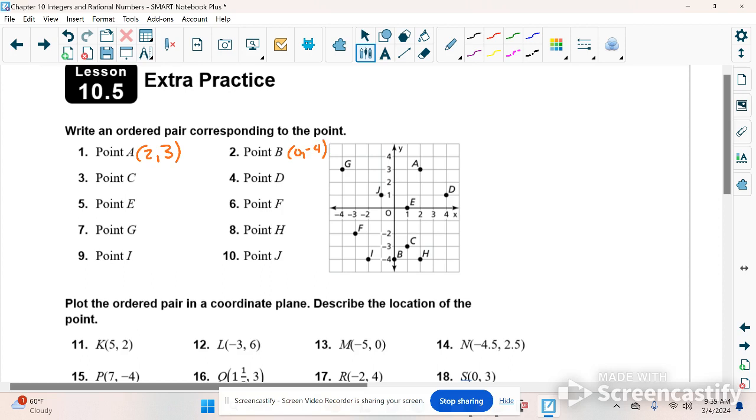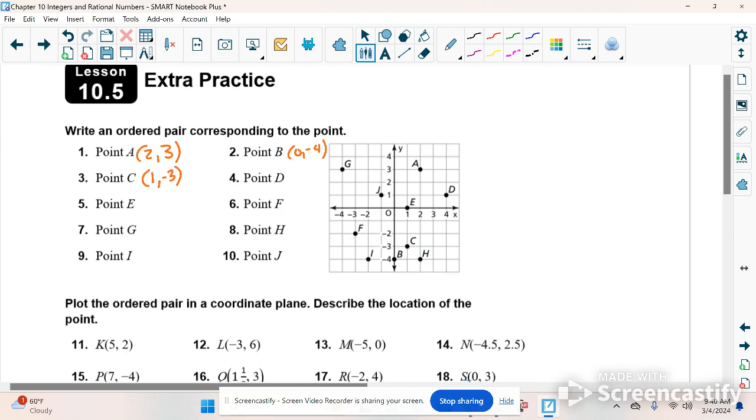C for CJ Darcy. 1, down to -3. Beautiful. I'm so proud of you. So why don't you do point D? See, I didn't make it. Oh, okay. That's okay.